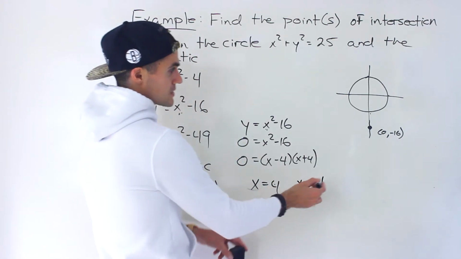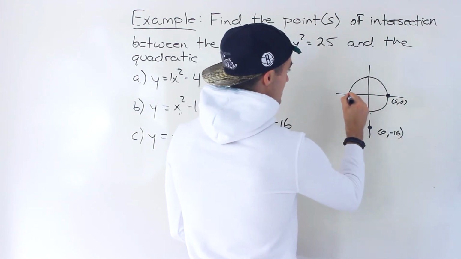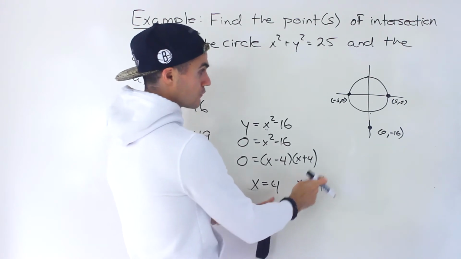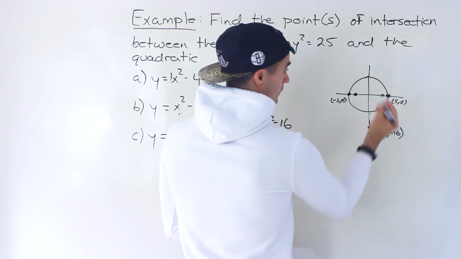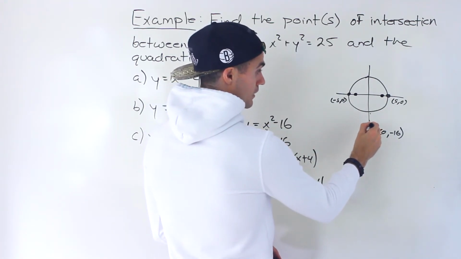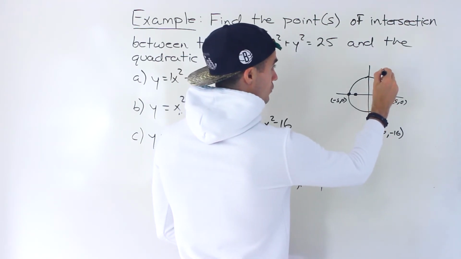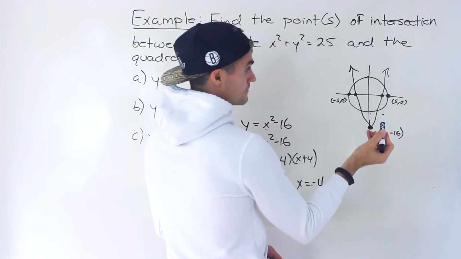Now, x equals 4, x equals negative 4. Notice that this here is at 5 and 0, and this is at negative 5 and 0. So notice that 4 and 0, negative 4 and 0, are going to be within right there, like that. And those are going to be the x-intercepts of the quadratic. So it has a vertex at 0, negative 16, and it's going through those intercepts like that.